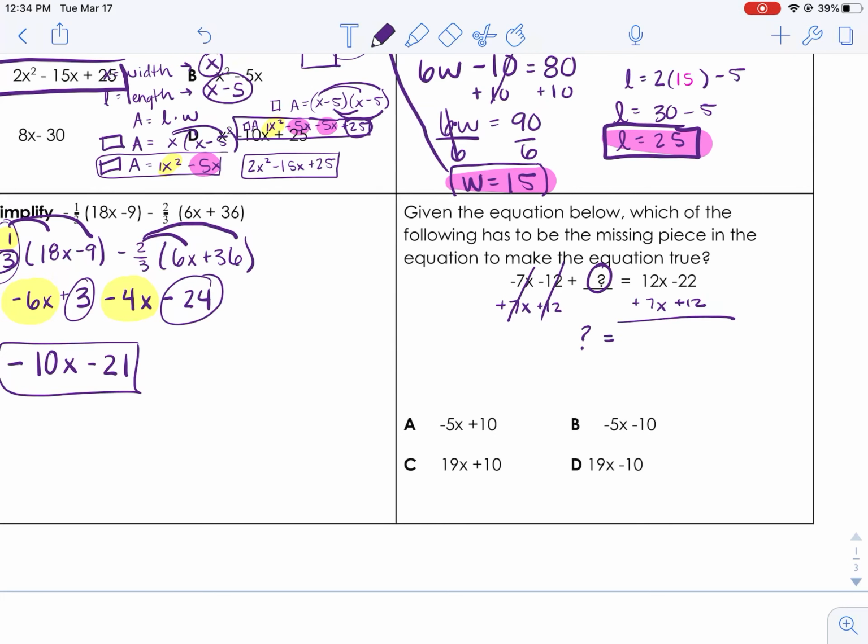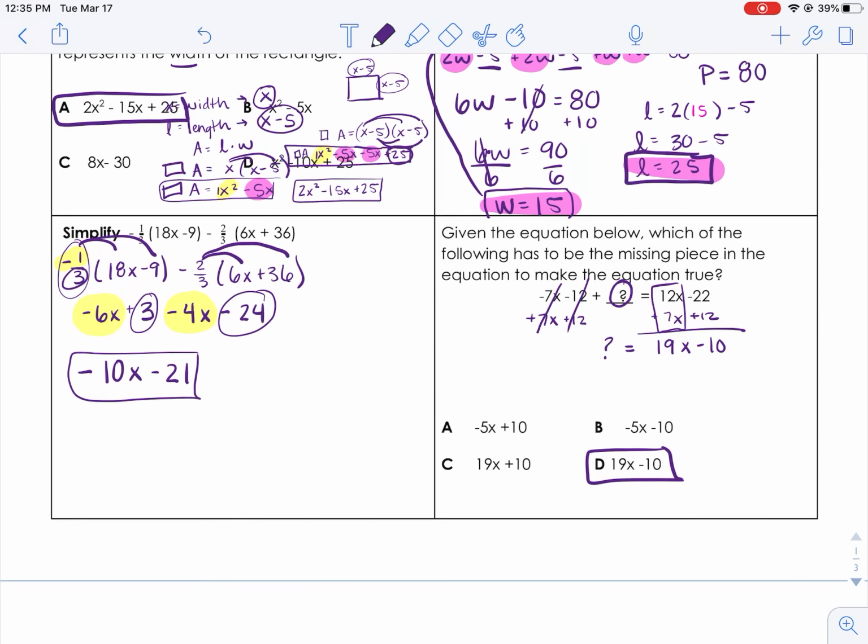So I've got 12x plus 7x is going to give us 19x. Okay, because those are like terms that we can combine. And then our constants, we've got negative 22 plus 12. It's going to get less negative, so we're going to have negative 10. And that is answer choice D. Awesome.